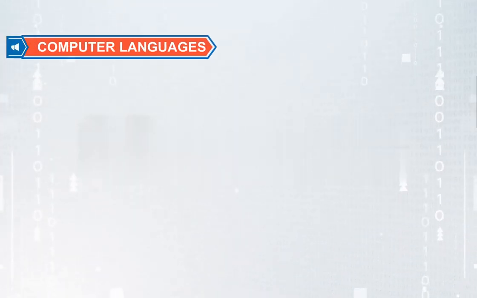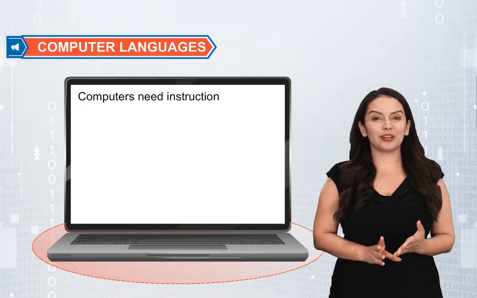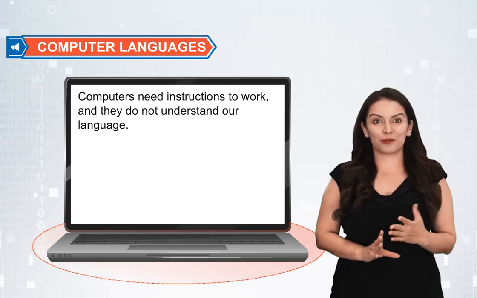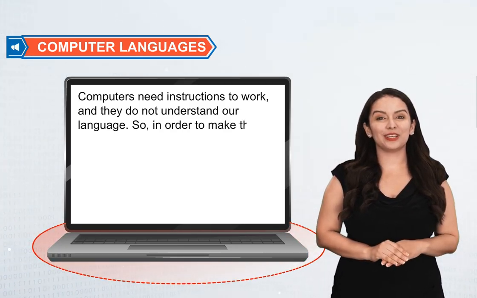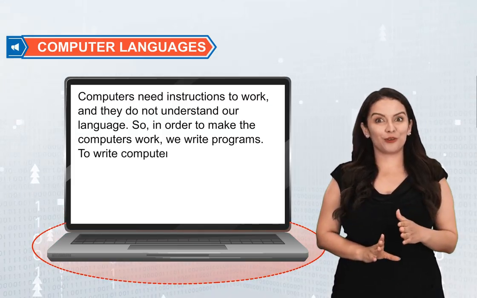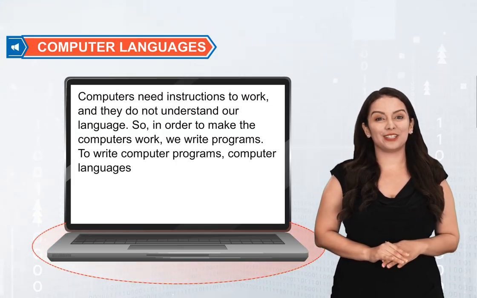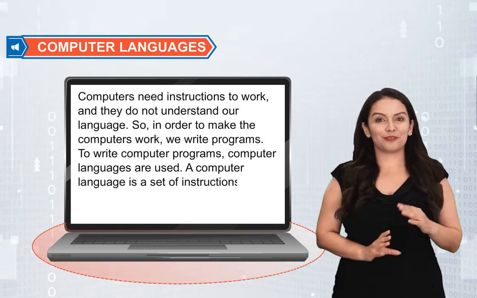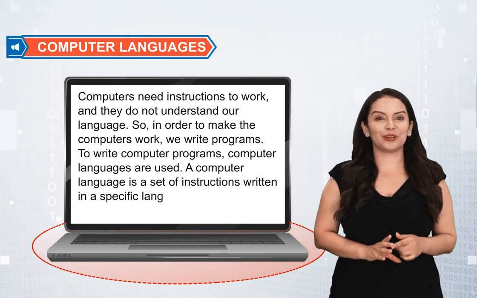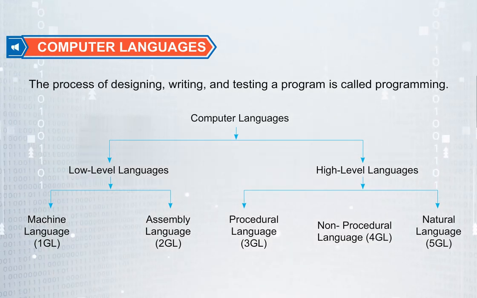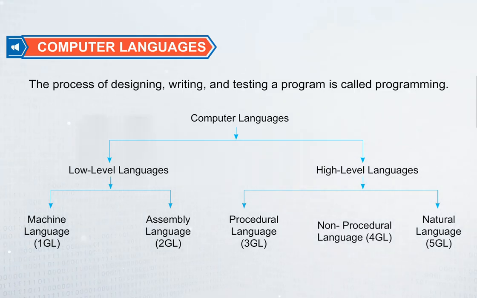Computer languages. Computers need instructions to work and they do not understand our language. So, in order to make the computers work, we write programs. To write computer programs, computer languages are used. A computer language is a set of instructions written in a specific language called programming language. The process of designing, writing, and testing a program is called programming.